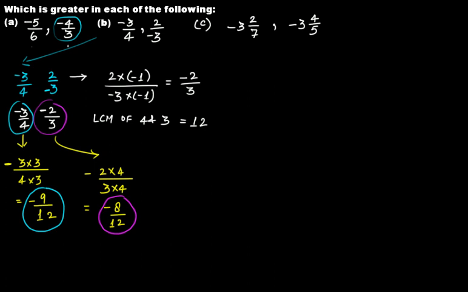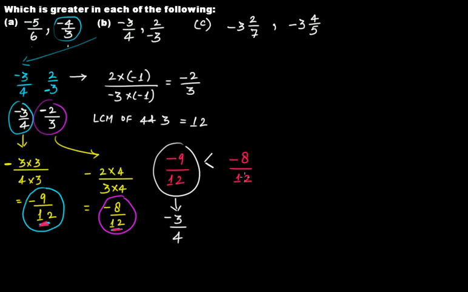Now denominators are the same, right? Simply compare the numerators. In this case the numerator is minus 9 and this is minus 8. Clearly minus 9 is less than minus 8. Therefore minus 9 over 12 is actually less than minus 8 over 12. What is this minus 9 over 12? It's actually minus 3 over 4.